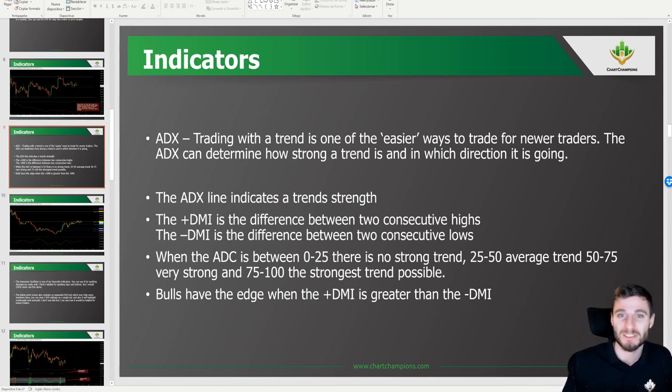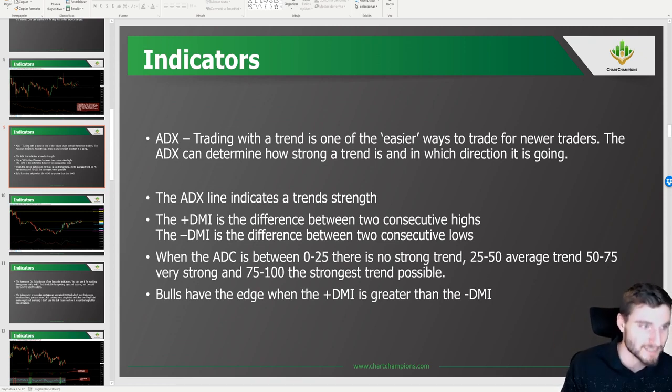Is the trend up? Is it down? How strong is the trend? It's a good tool, in my opinion, for newer traders. I never refer to this. I've only added it in because I believe it will hopefully help somebody to refer to on the daily, to give a quick check of what it's doing.